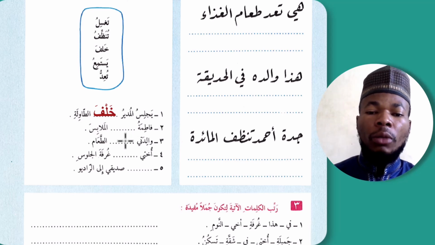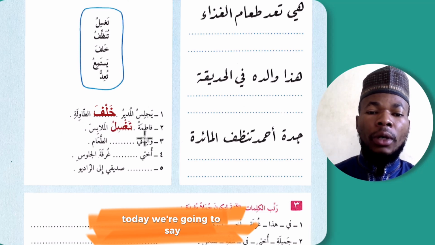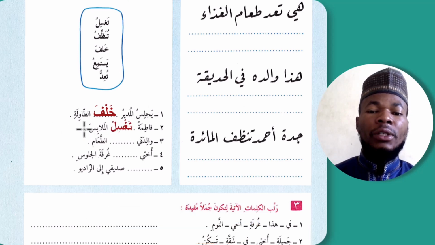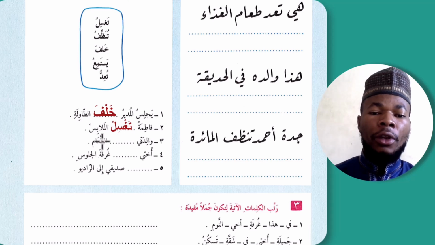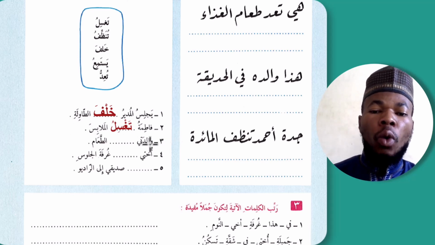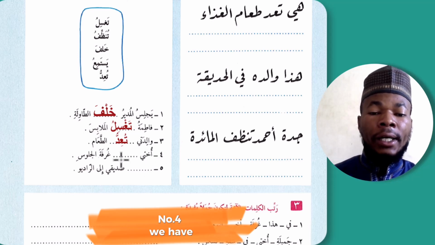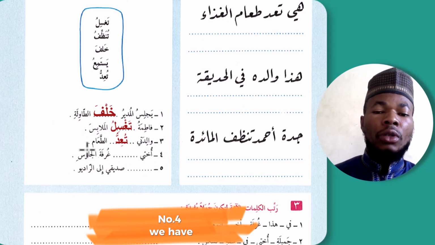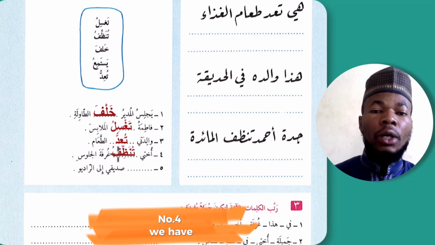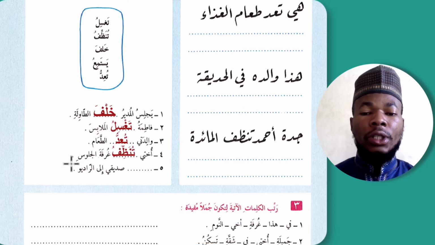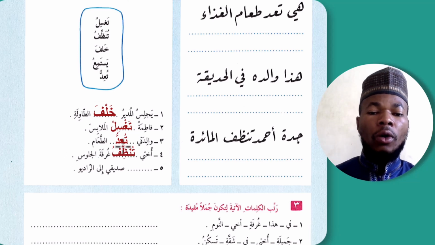Number two, we have Fatimatu dash al-malabisa. So here we are going to say Fatimatu taghsilu al-malabisa. Fatima is washing the clothes. Number three, we have Walidati tu'iddu at-ta'ama. My mother is preparing the food. Number four, we have Ukhti dash ghurfat al-julusi. So here we are going to say Ukhti tunadhifu ghurfat al-julusi. My sister is cleaning or tidying up the sitting room.